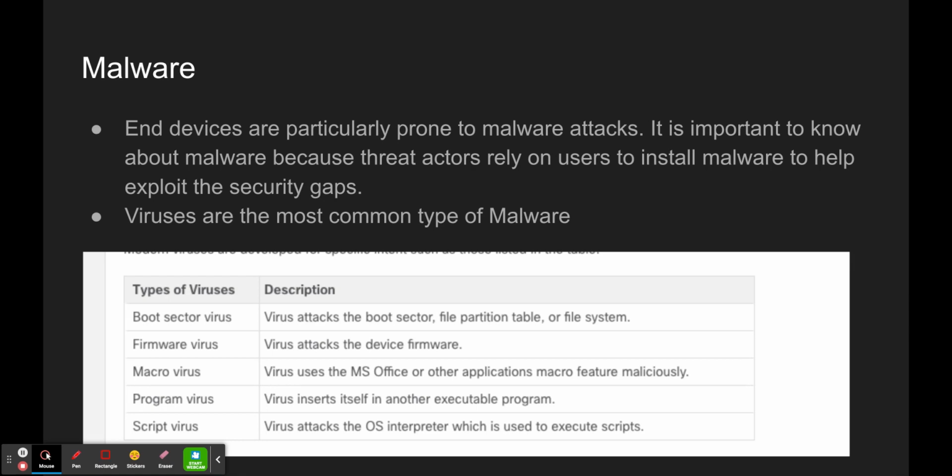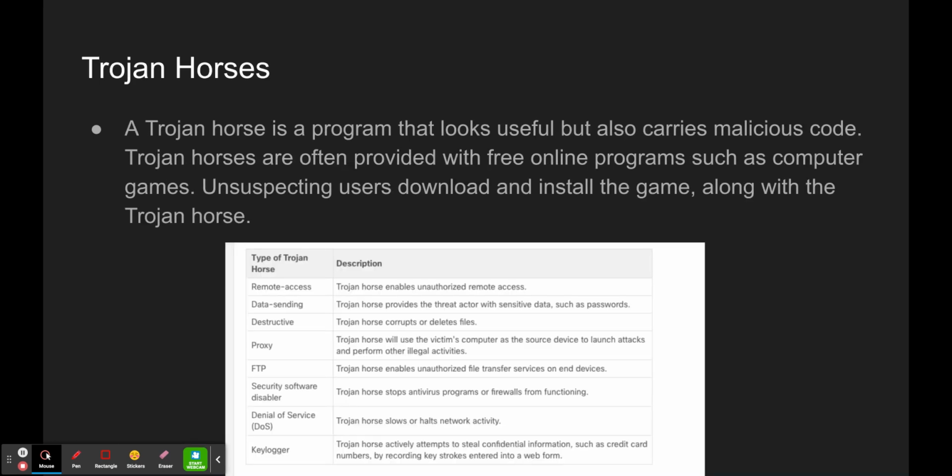Malware. End devices are particularly prone to malware attacks. It is important to know about malware because threat actors rely on users to install malware to help exploit the security gaps. Virus is the most common type of malware. Trojan horses. A Trojan horse is a program that looks useful but also carries malicious code. Trojan horses are often provided with free online programs such as computer games. Unsuspecting users download and install the game along with the Trojan horse.